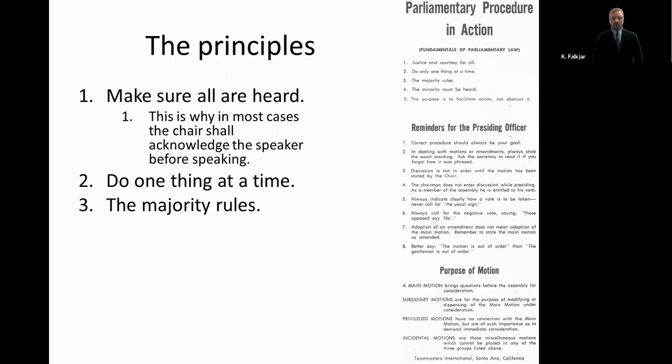The majority rules. A motion will require either a simple majority, which is 50% of members plus one, or a 2/3 majority. There are 3 special motions where you need to have a 2/3 majority to pass. Does anyone know what those are?